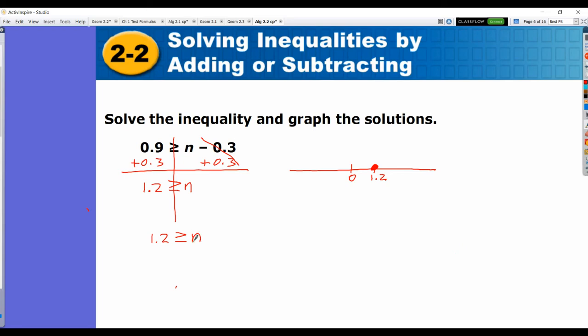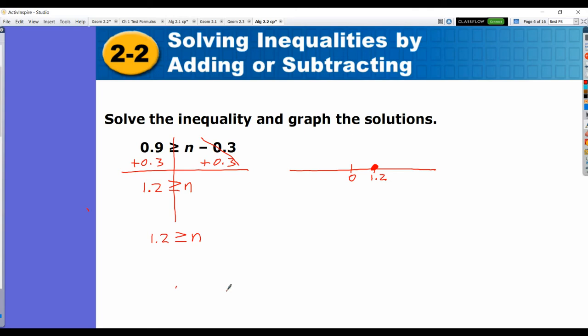All right, now take a look at the n. My n is over here. Take a look at which side of the inequality it's on. All right, this is the greater side, but my n is over here on the smaller side. It's on the point of the inequality. Okay, so that means n is going to be less than, it's going to be smaller than 1.2.